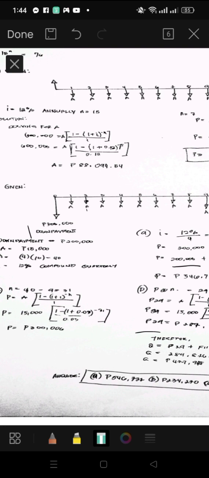So the next question is C. After making 8 payments, he wishes to discharge his remaining indebtedness by a single payment at the time when the 9th regular payment was due. What must he pay in addition to the regular payment then due? So our solution, in this, n is equal to 40 minus 8, then the i is equal to 3%.